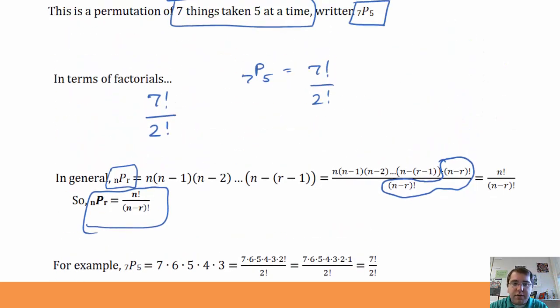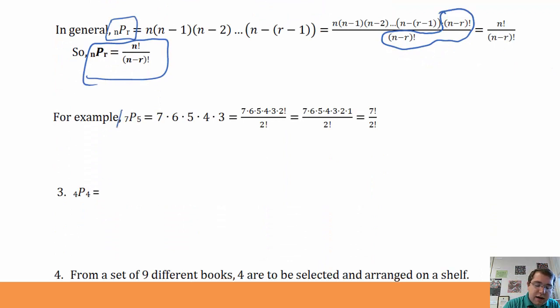7 factorial divided by 2 factorial is 7 factorial divided by 7 minus 5 factorial. So I've written that out down here. 7 things taken 5 at a time. 7 times 6 times 5 times 4 times 3 is 7 times 6 times 5 times 4 times 3 times 2 factorial divided by 2 factorial. If I multiply the top and the bottom by 2 factorial, well, that whole numerator then becomes 7 factorial, because 2 factorial was the missing 2 and the 1 that I needed to make 7 factorial. So it's 7 factorial divided by 2 factorial, where 2 is 7 minus 5. So 7 factorial divided by 7 minus 5 quantity factorial.